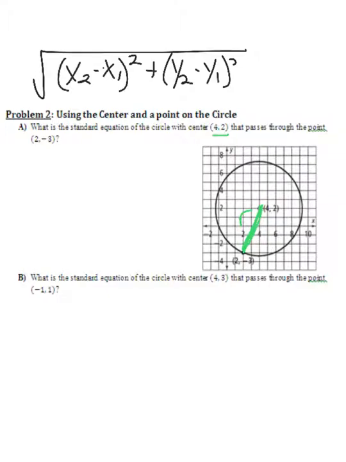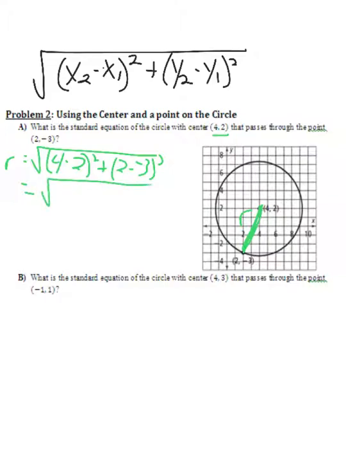So for part A, our r is going to be the square root of (x minus x) squared plus (y minus y) squared. So I've got (4 minus 2) squared plus (2 minus a negative 3) squared. Well, 4 minus 2 is 2. 2 minus a negative 3 is the same as 2 plus 3, so I get 5. 2 squared is 4. 5 squared is 25. Add those two together and I get the square root of 29.